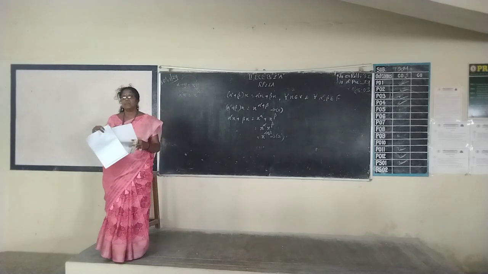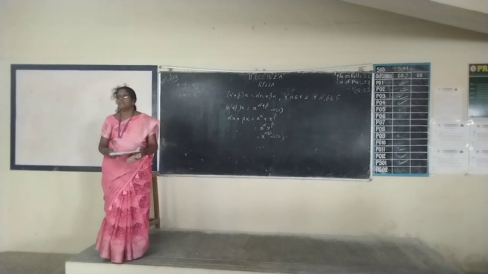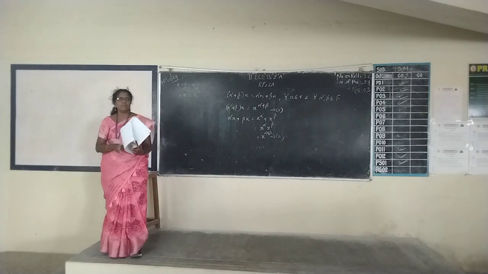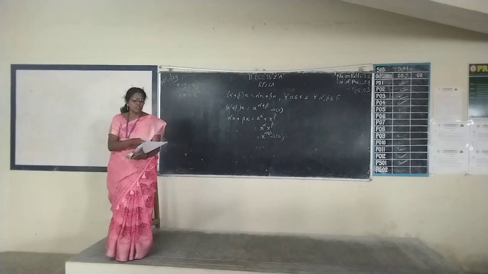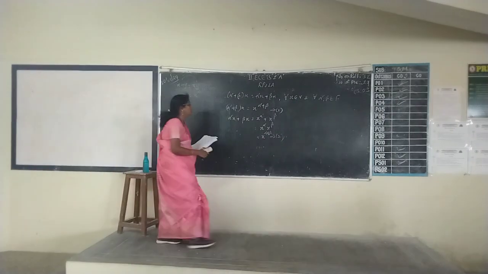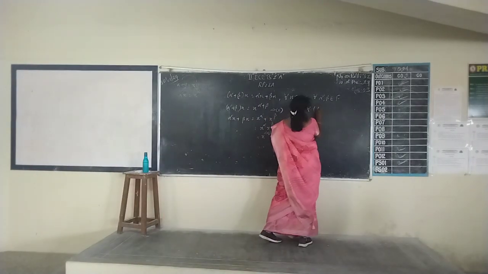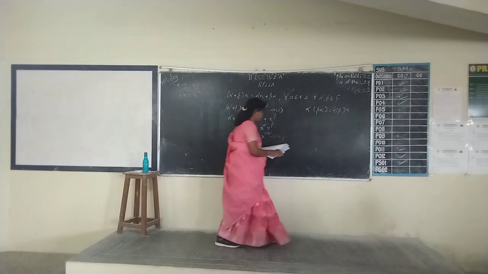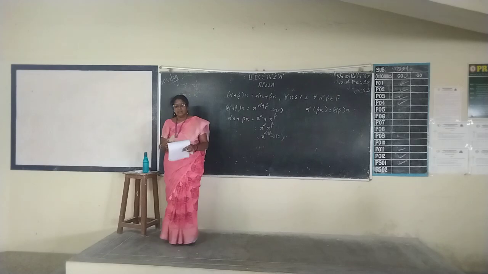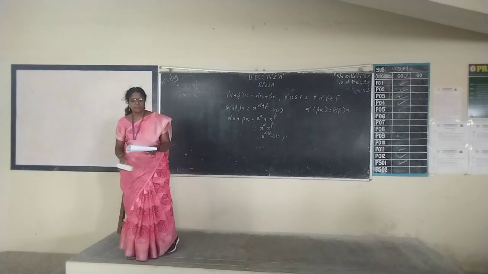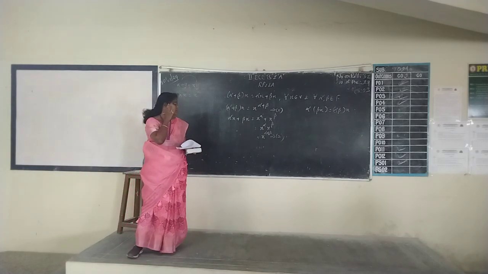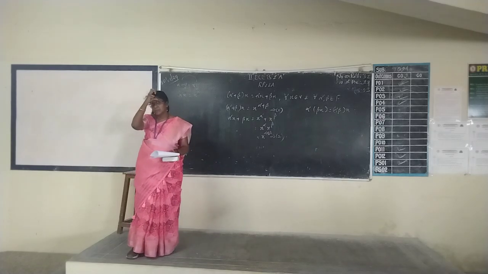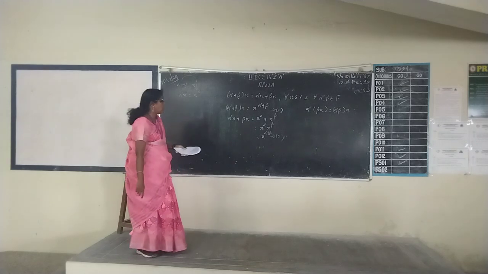What is the third one? Alpha into beta x is equal to alpha beta x. So start with the third one. To prove alpha into beta x is equal to alpha beta into x. Try to prove it. Tell me how will it start?